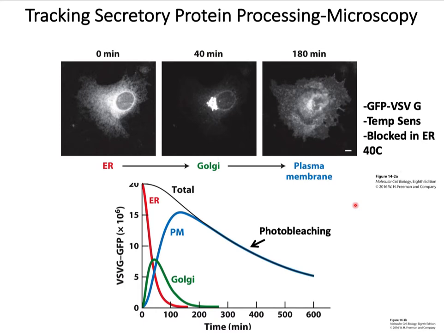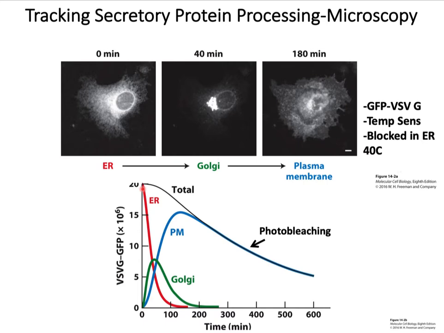So there is a traffic defect at 40 degrees, but just as you have seen before. What happened is that they expressed the GFP VSV-G in a mammalian cell as a chimeric protein that we have talked about before. So this VSV-G can now be tracked, as a fluorescent tag is attached to it. They kept the cells at 40 degrees so all the GFP VSV-G would end up in the ER and stay in the ER. So this actually synchronizes the synthesis of this protein.